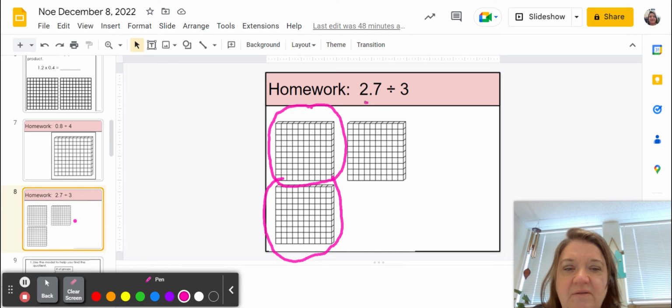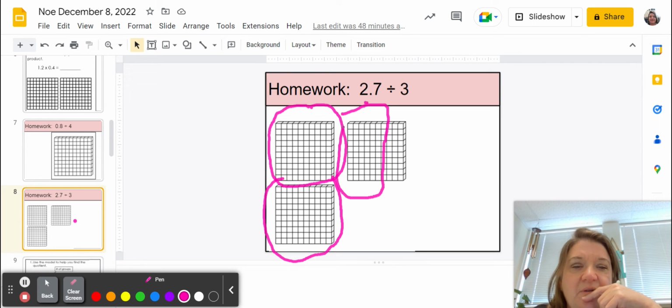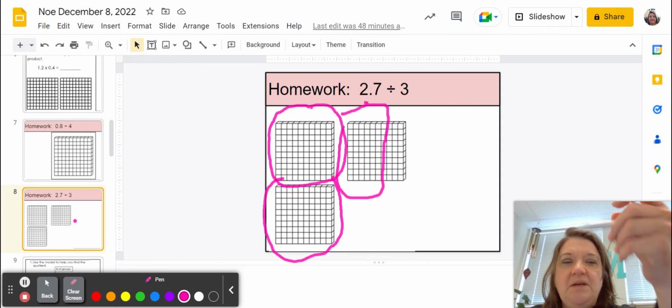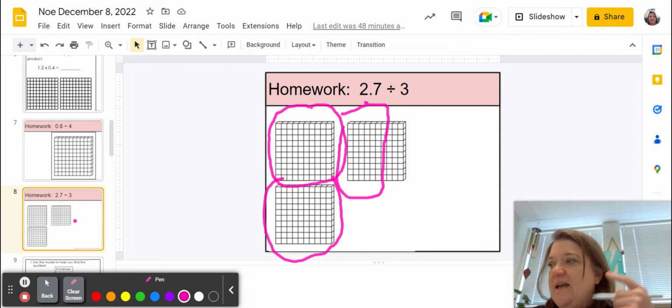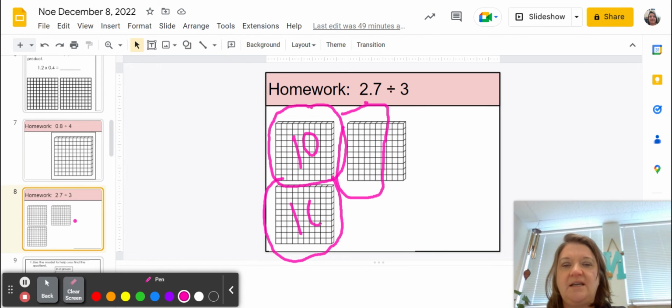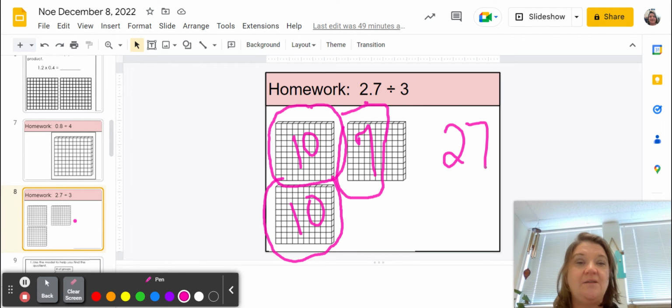And then I need 7 of these pieces: 1, 2, 3, 4, 5, 6, 7. I'm going to take off 3 on the end. Okay? So if I had the tenths pieces, I could take 27 of them, because I've got 10 here, I've got 10 here, and I've got 7 here. So I've got 27 tenths pieces, and that's what we've been doing in class.